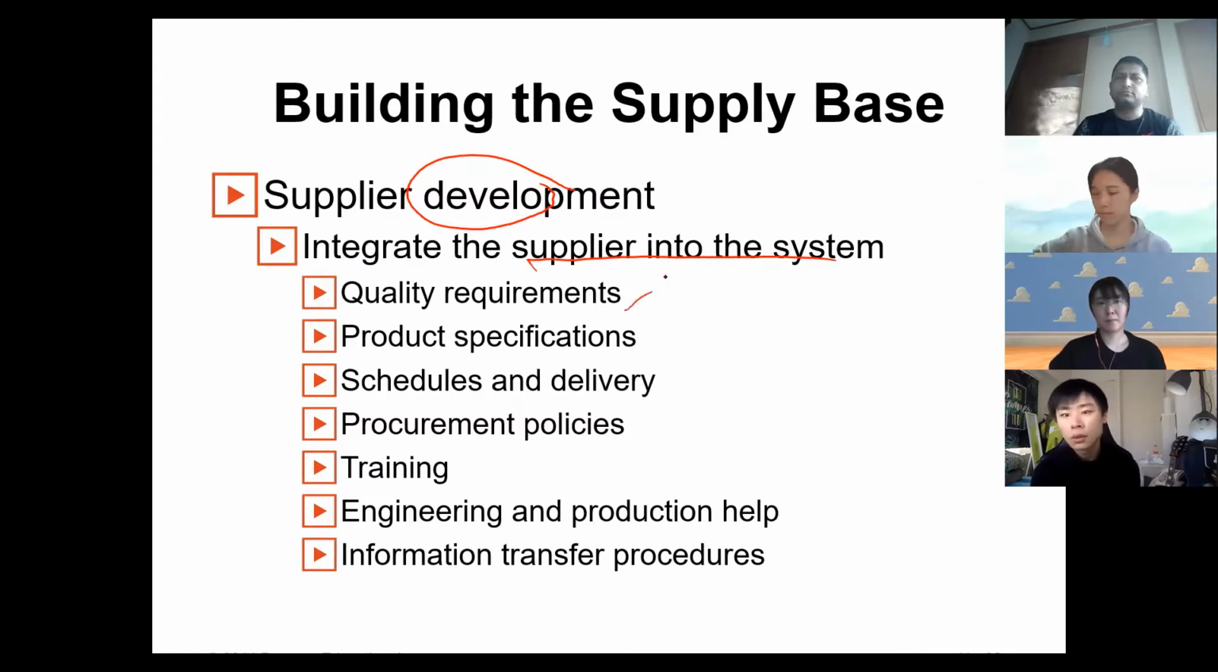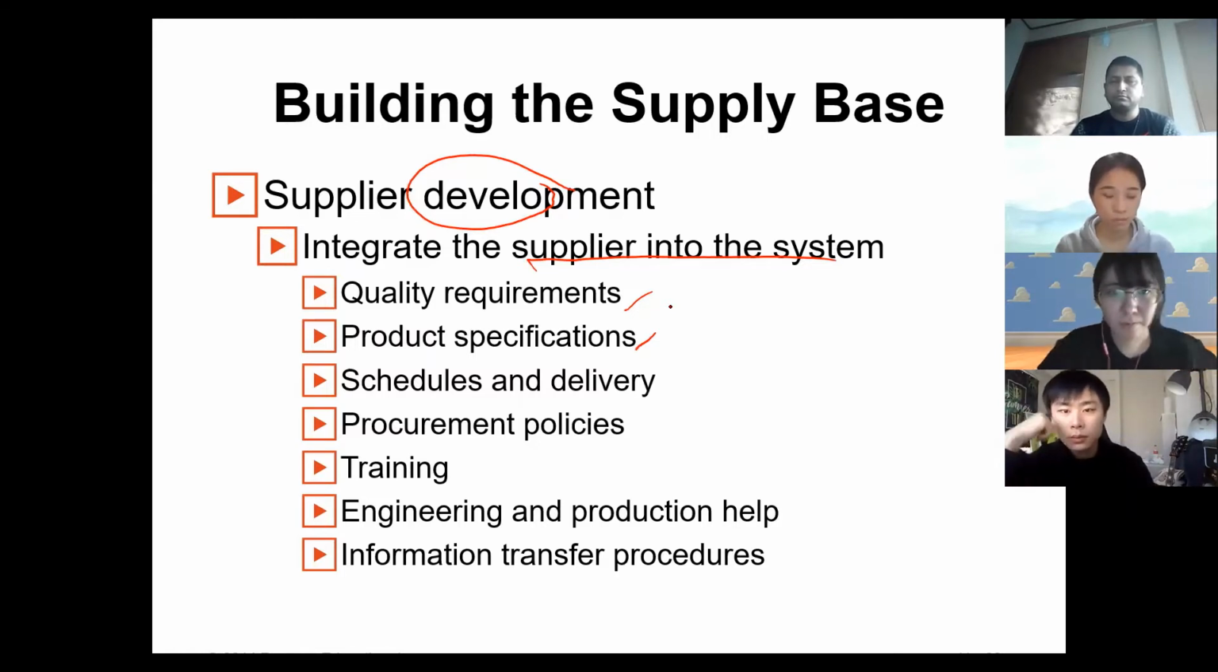You tell them what the quality requirement is. You present to them the product specification. You give them the drawings. You give them the product samples. You give them the color standards. You give them every piece of information required about the product. They need to understand that. Then they need to understand the schedules and delivery system.